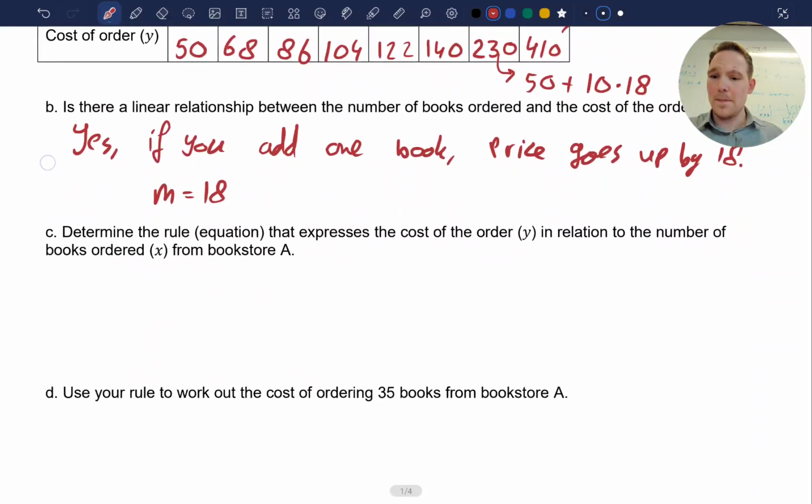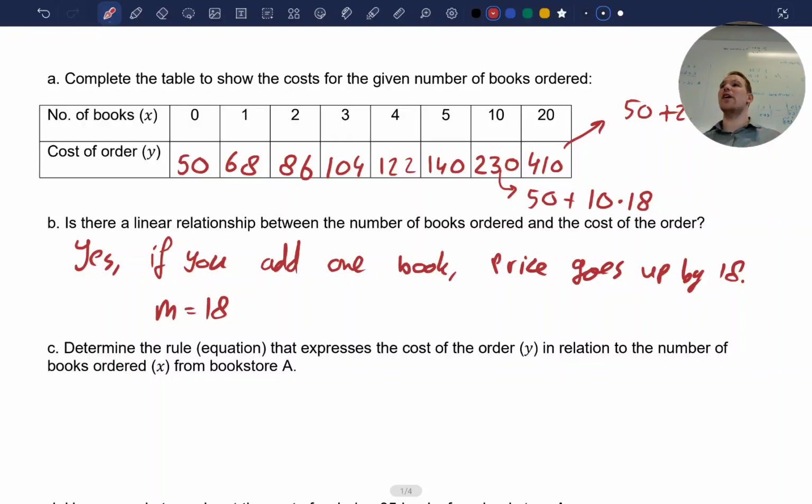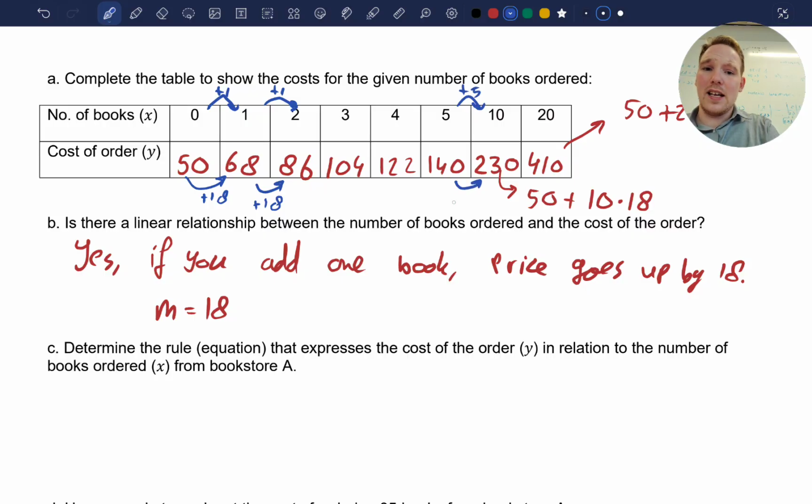Wait, sir, do you need it? You don't necessarily need to add it, but every linear line has a gradient. So if you find that your equation has a gradient, it's a nice way to show that it's linear. Because every time we do a plus 1 for the number of books, we do a plus 18 for the order. And it stays consistent. Even if I add plus 5, that means I'm just adding 5 times 18. The ratio stays the same.